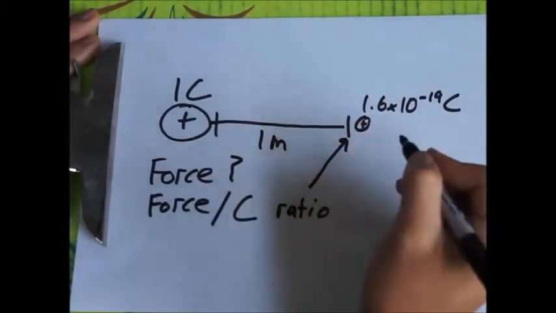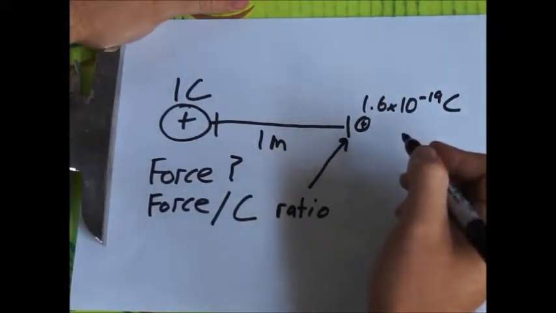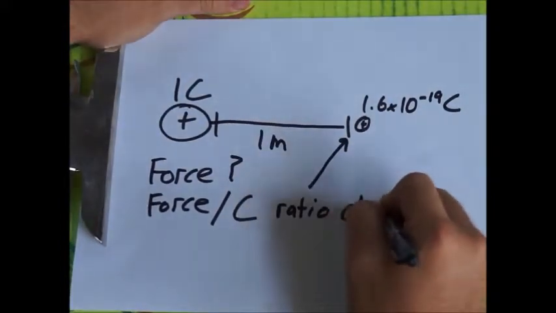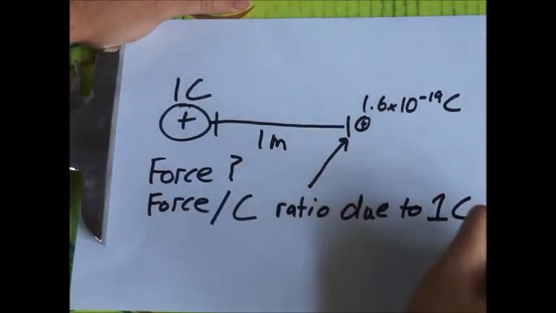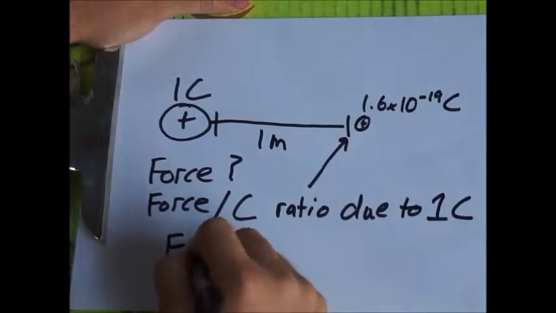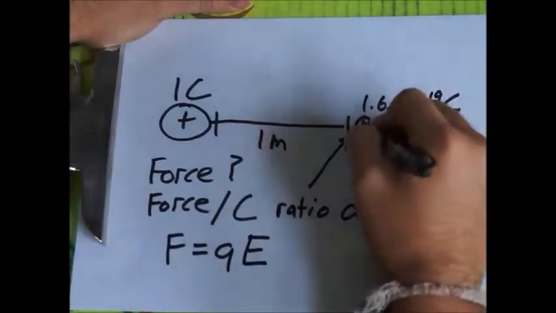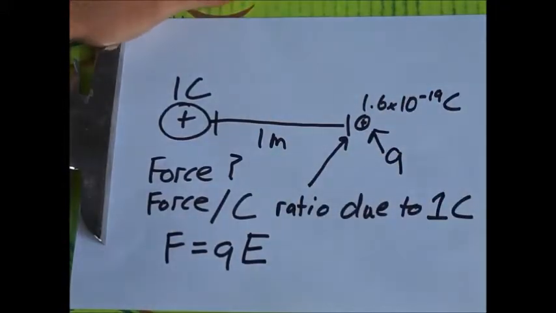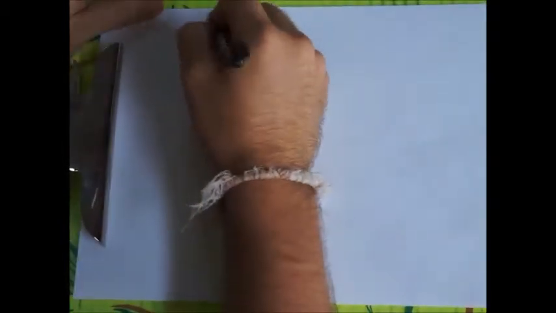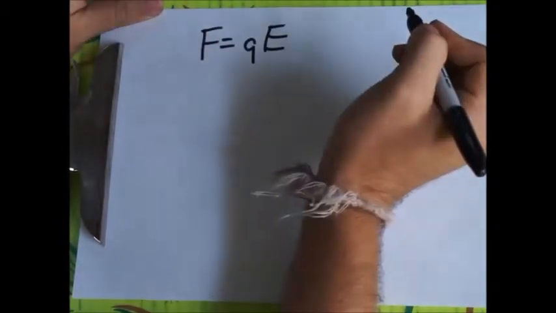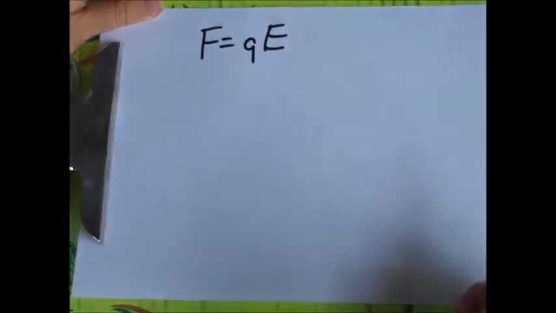To find the force to Coulomb ratio that exists 1 meter away from the 1 Coulomb point charge, I use the following equation: F equals Q, which is the charge of the test charge, times E. E is the force to charge ratio due to the 1 Coulomb positive point charge. To find E, which we said will be the force to Coulomb ratio due to the electrical field produced by the 1 Coulomb positive point charge, we're going to first find what F equals.